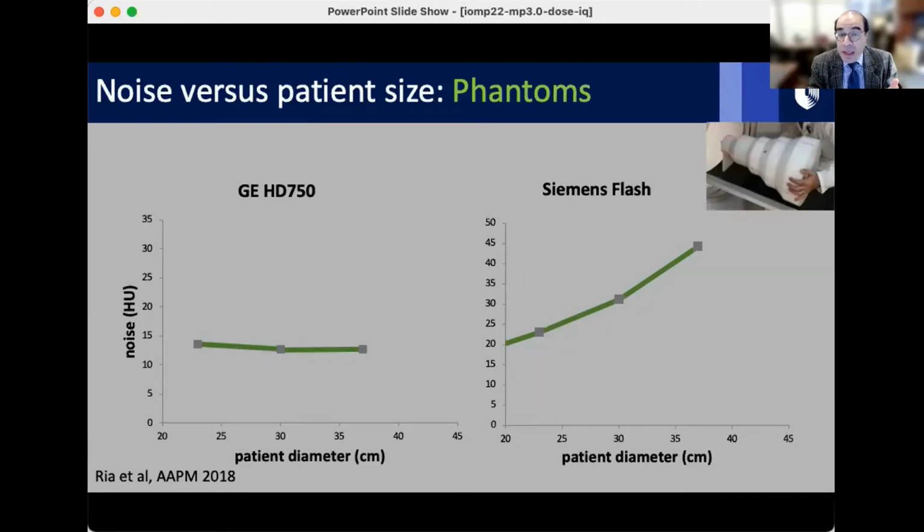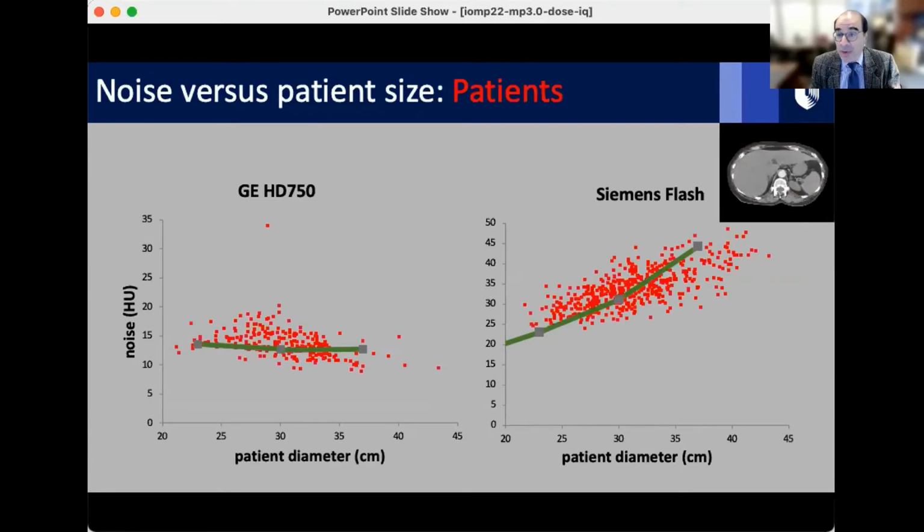The phantom shows me a relationship between noise and patient diameter. But in actual patients, you see a relationship like that, the actual noise in the patients. Now, the good news about this plot is that the phantom seems to be providing a relevant reflection of what happens in the actual patients. The bad news is that it doesn't give you an exact replica. There is a variability involved. So what I'm building towards is the concept that we have to measure image quality on a case-by-case basis on actual patients.